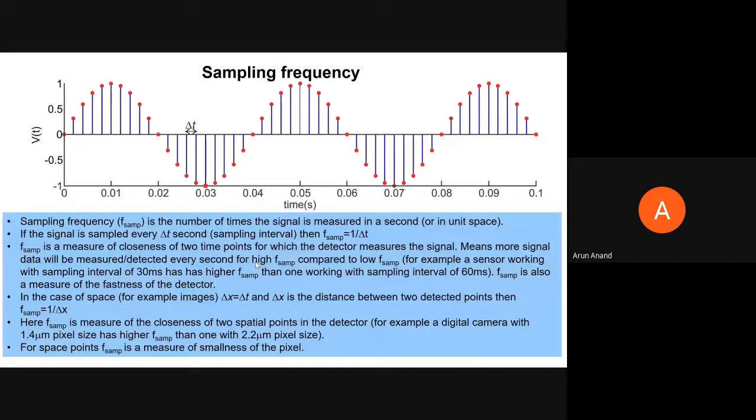Now let us go to something called sampling frequency. When you talk about detecting, you have two frequencies. One is the signal frequency, that is the frequency of the input signal, and the other is the sampling frequency, the frequency at which it is sampled. That is basically decided by the detector. Clear?